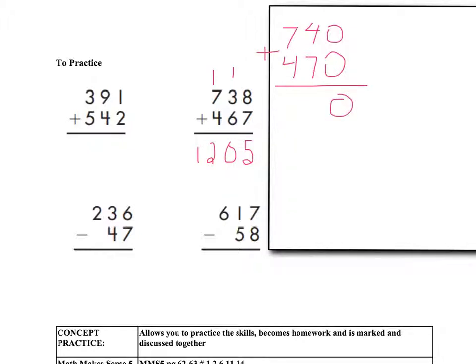0 and 0 is 0. 4 plus 7 is 1 more than 4 plus 6, which is 10, plus 1 more is 11. Carry the 1. Same thing here, 11, but I've got 1 more, so 12. 12,010. Oh, that's pretty close. Yeah, my answer is probably correct.